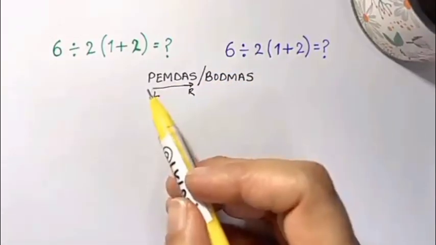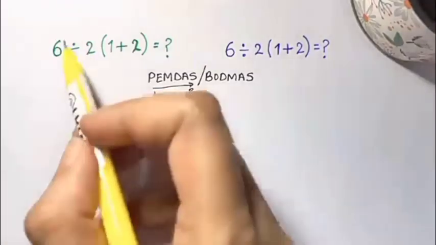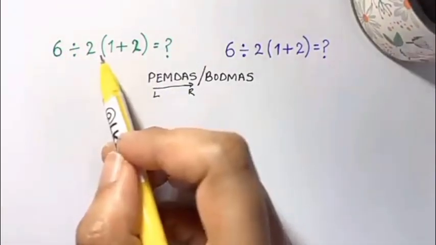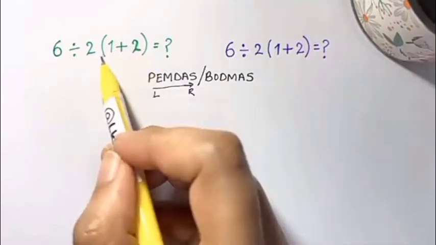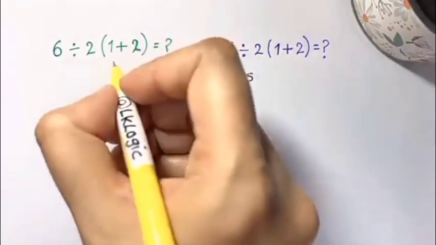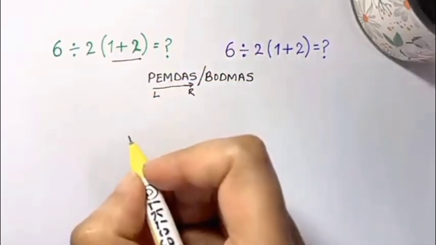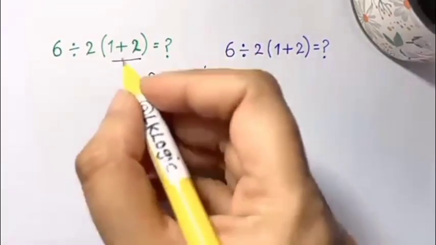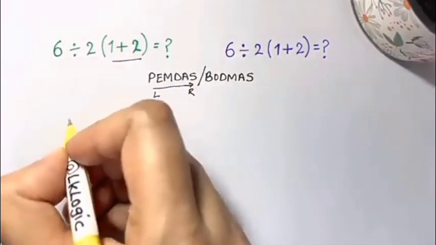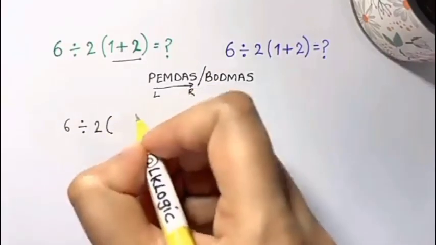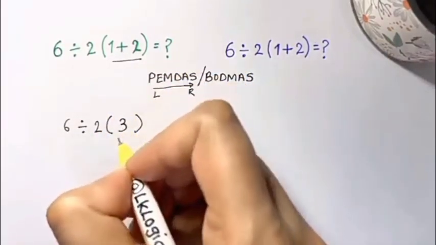The first step of the problem has no controversy. So we're going to solve that. This expression contains a parenthetical expression which must be evaluated first. 1 plus 2 is inside the parenthesis. So we'll evaluate 1 plus 2 to get 3. So we have 6 divided by 2, parenthesis, 1 plus 2 is 3.